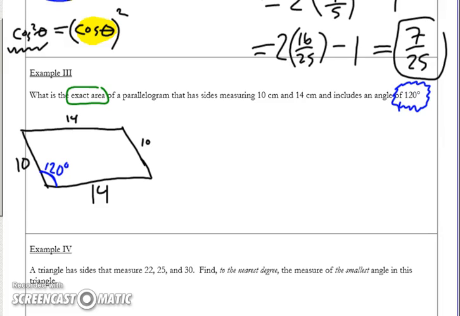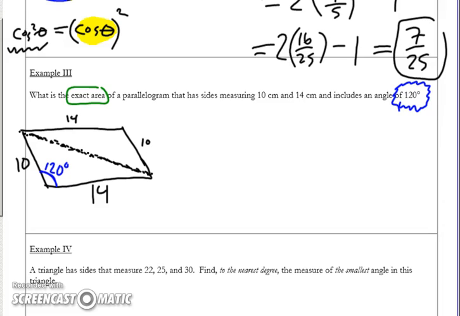Hopefully you said no. We do, however, have a formula for the area of a triangle. How can we make this into a triangle? Of course. We can divide this into 2 congruent triangles by just drawing in a diagonal. I'm drawing the diagonal that way so that the 120 degrees can be the included angle between the two sides of the triangle that we know, 10 and 14. So we'll just be able to apply the formula.